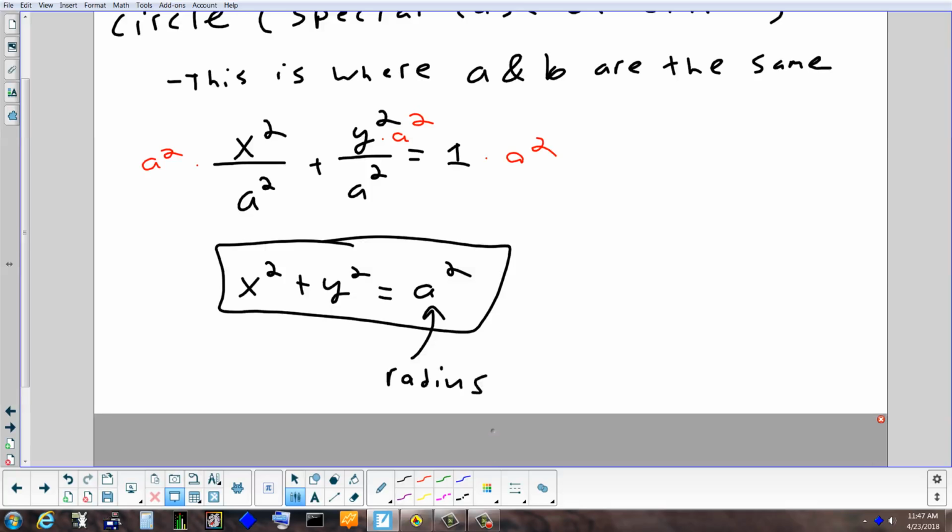And that's all I was going to mention about circles. Any question on how an equation for a circle would compare to an ellipse? Just the same numbers in the bottom, that's all. All right.